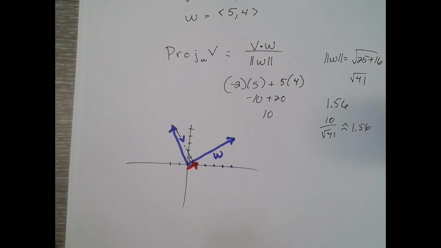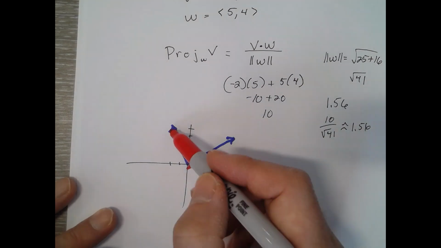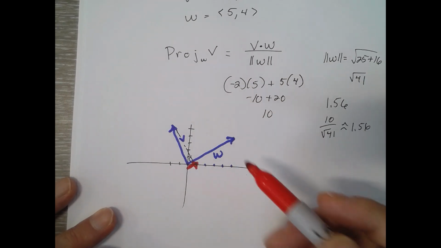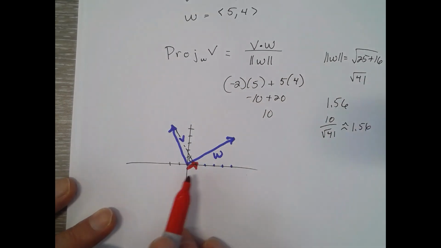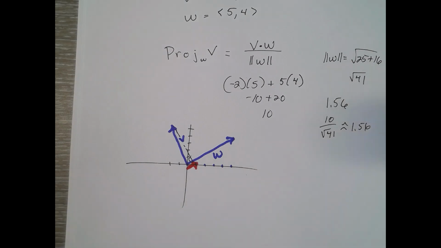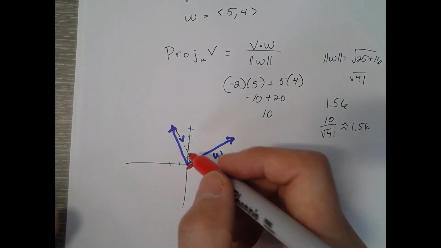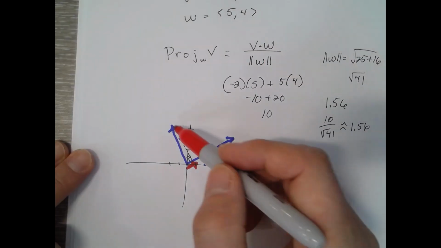If they're perpendicular or orthogonal, what's the projection of V onto W? If they're orthogonal? 0. Because there is nothing contributing in that direction. So this is pretty close to orthogonal, which is why the answer is quite small. If you don't remember the equation, you could use trig to figure this out.